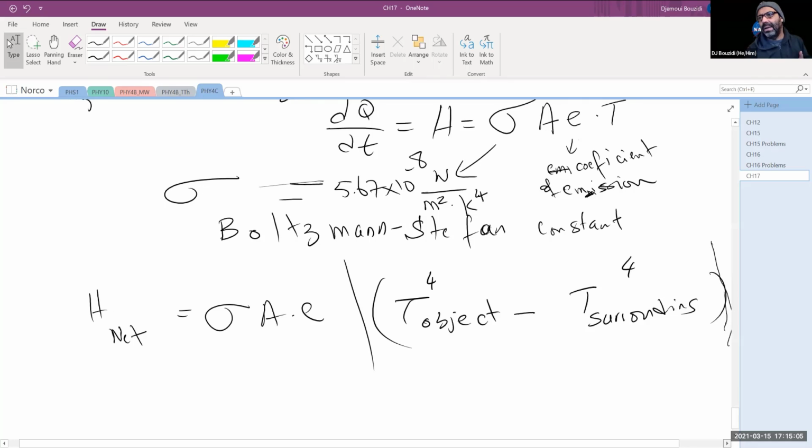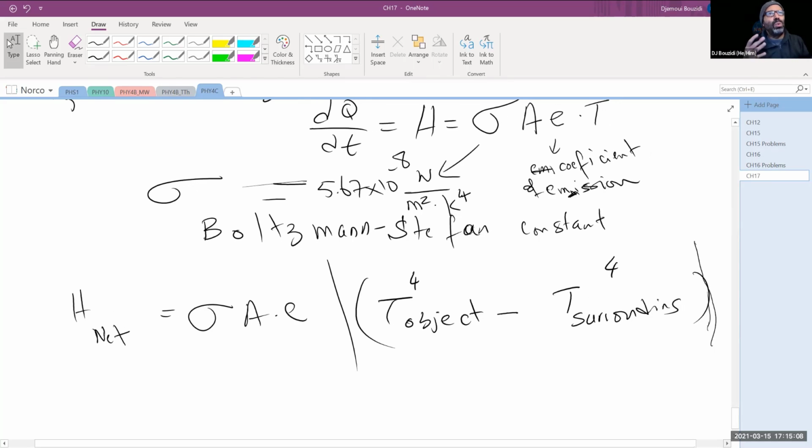The idea is that depending on which one is warmer, the heat will transfer one way. If both of them are sitting at the same temperature, there is no net transfer. In that case, we reach thermal equilibrium.